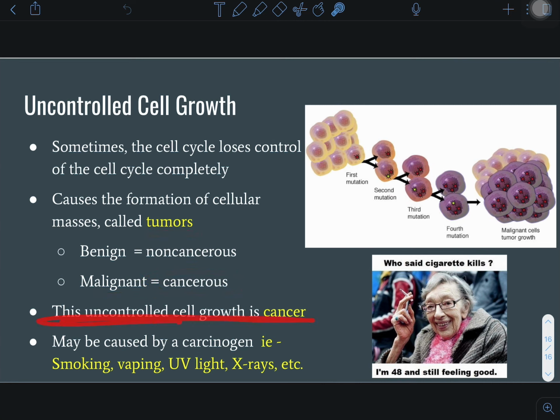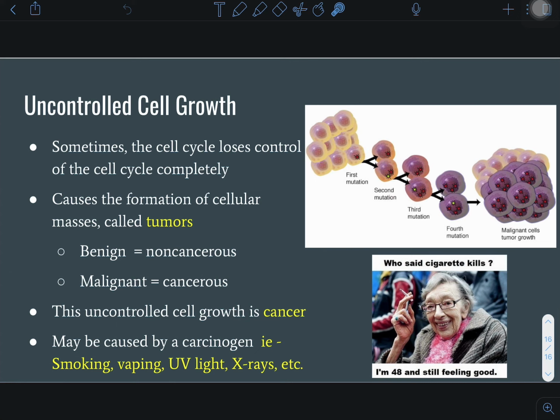What cancer is, is uncontrolled cell division. What happens is we get a mutation, and this mutation keeps getting passed on, and we get rapid cell growth, and we get a lump, or a tumor. There are lots of different things that can cause this cancer.